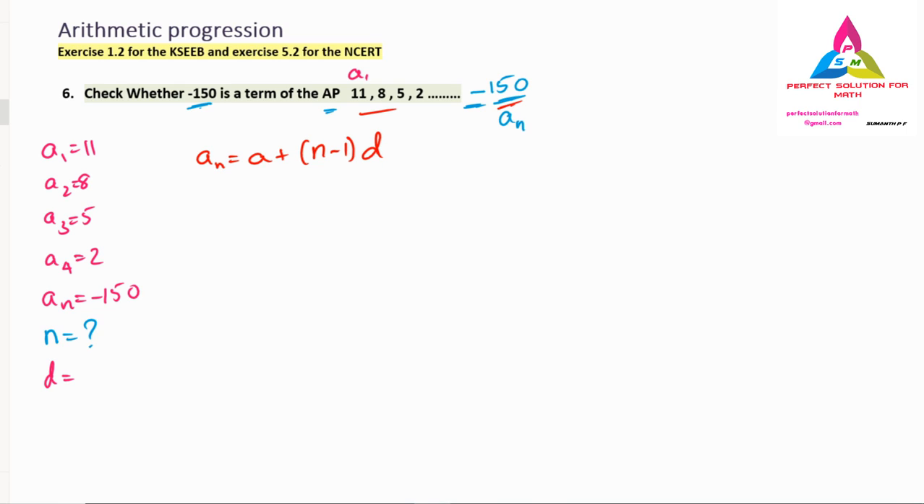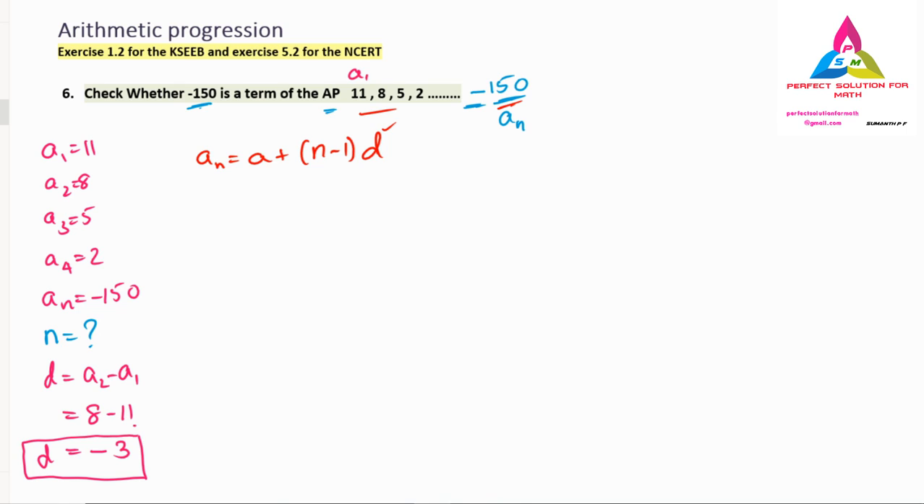We need the d value also, so we have to find the d value. What is the d value? The d value is nothing but a2 minus a1. The a2 value is 8 and the a1 value is 11. Again, you have to remember the greater number has the negative symbol. So negative 11 minus 8 is nothing but 3, so we find the d value as minus 3. This is the important thing. This much is finished, then we can substitute in the formula and find.